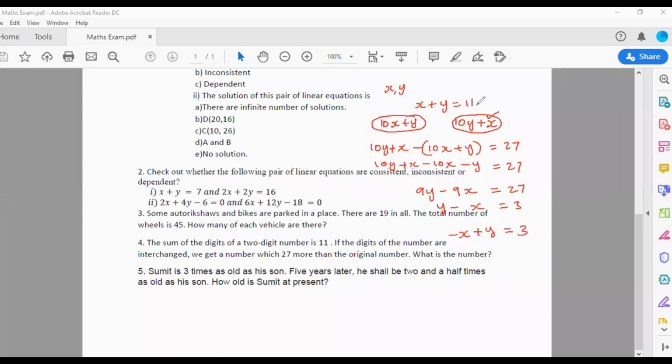So you can add equation number 1 and 2 to remove the x term, or you can subtract to remove the y term. Okay, then you can continue. You will get the final answer.